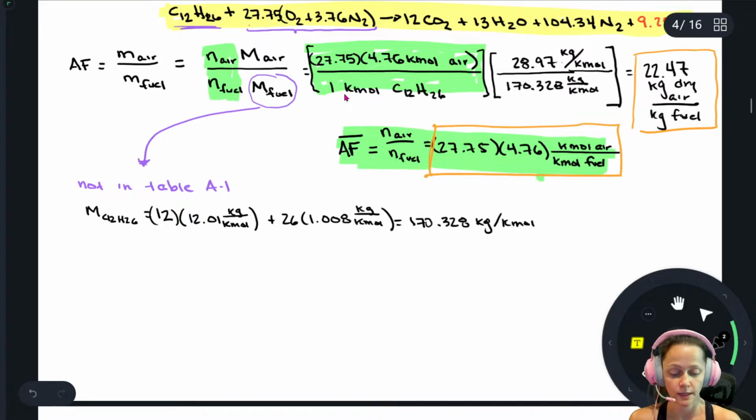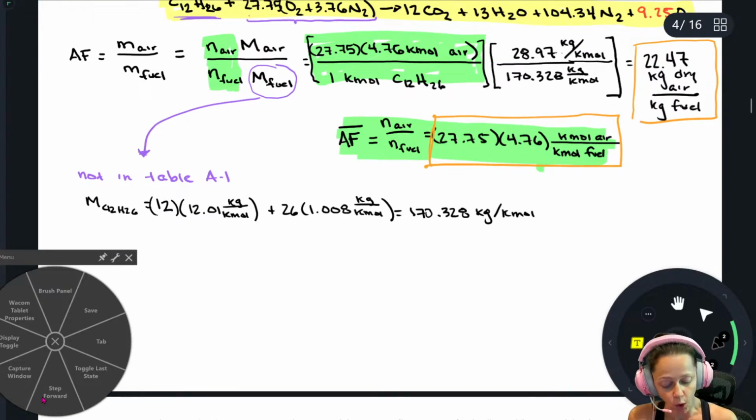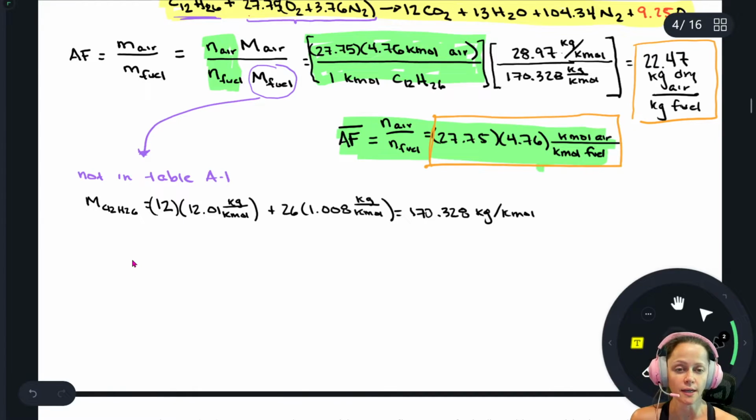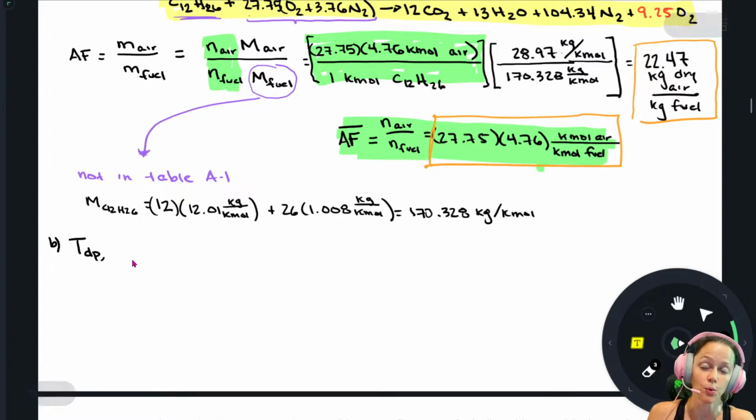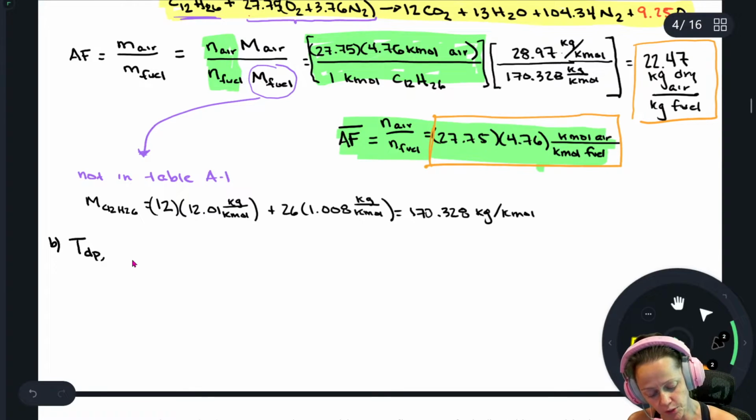Unfortunately, that wasn't the only thing that we needed. We needed the dew point temperature of the products. So part B, we need the dew point temperature. What we're talking about is the temperature at which the water condenses. It says the dew point temperature of the combustion products, but the only thing that's going to condense at any normal temperatures is water. So it's the dew point temperature of the water in the products.